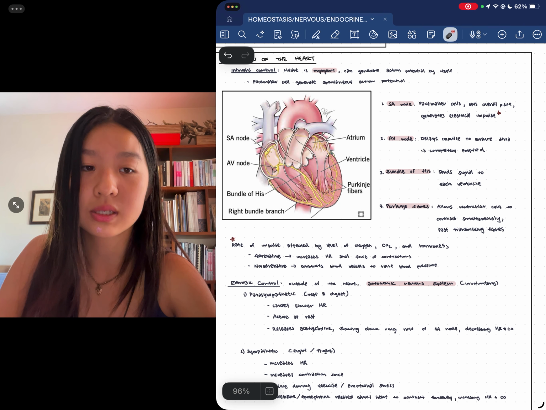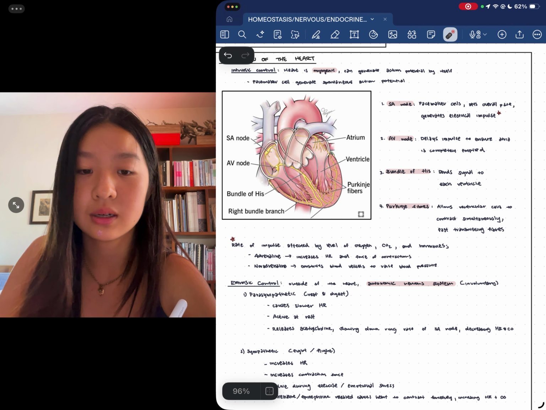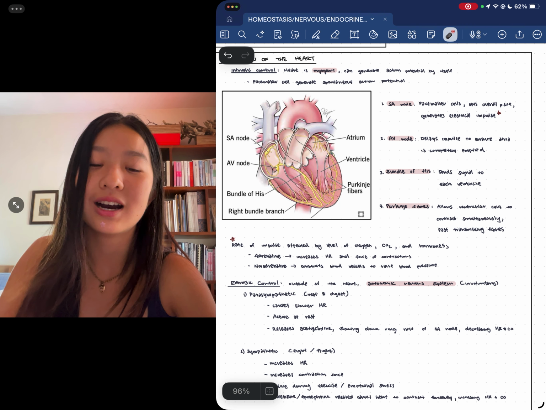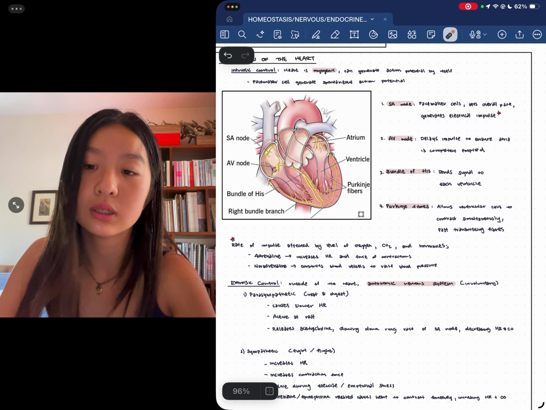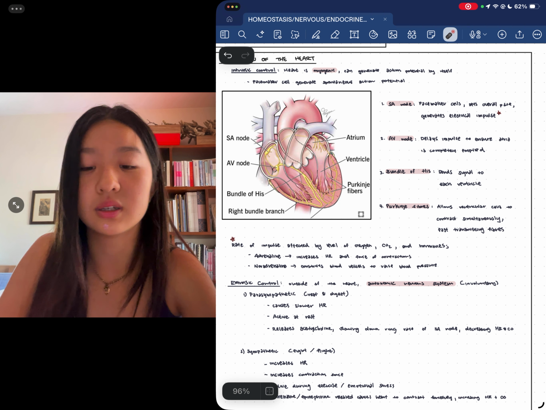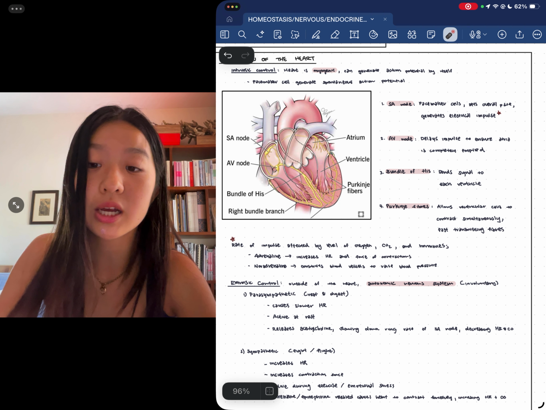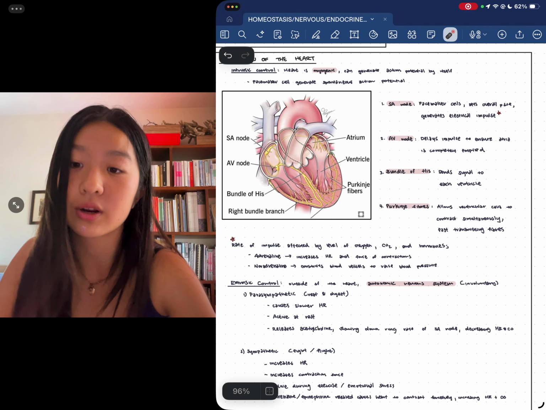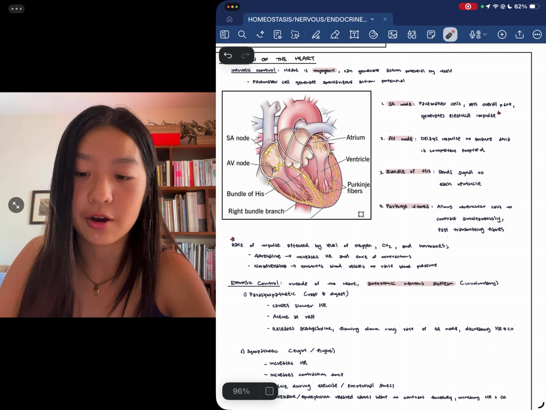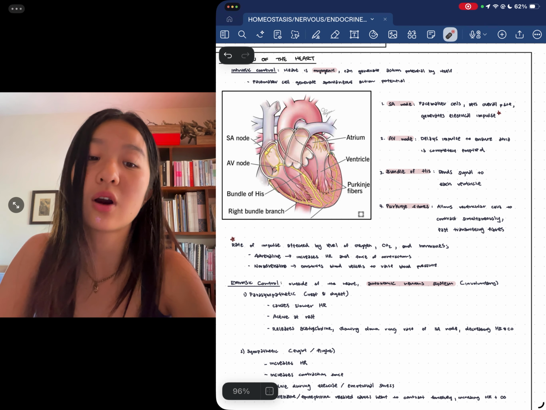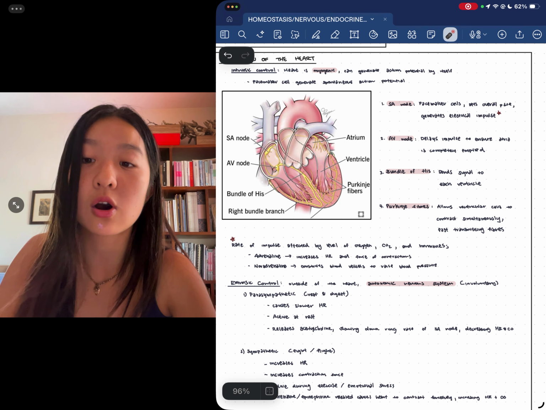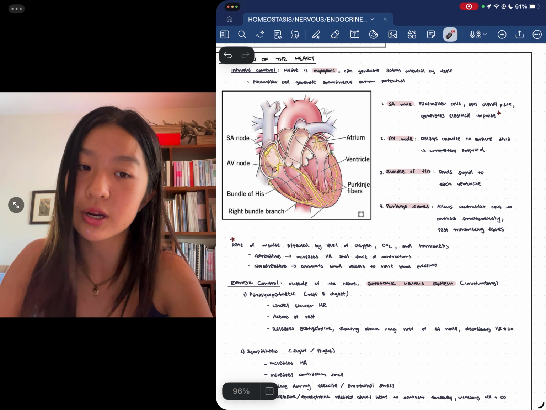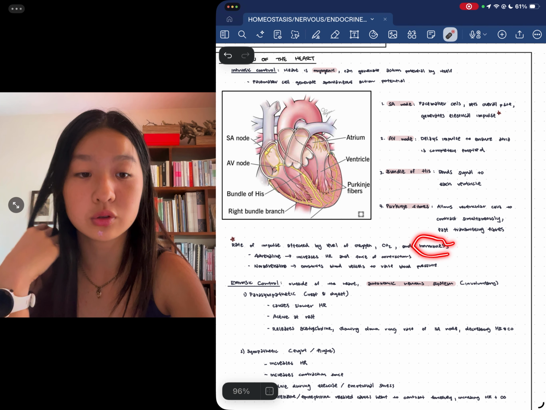And the rate of impulse generated by the electrical impulse can be affected by the levels of oxygen, carbon dioxide, and also hormones. The level of oxygen and carbon dioxide is detected by chemoreceptors within your blood, and this is how our heart rate increases when we have exercise happening, because your oxygen levels drop and your carbon dioxide levels increase, and therefore to ensure that your body doesn't fail, your heart needs to keep pumping oxygen to be delivered to all aspects of your body. And then in terms of hormones, we have two main neurotransmitters.